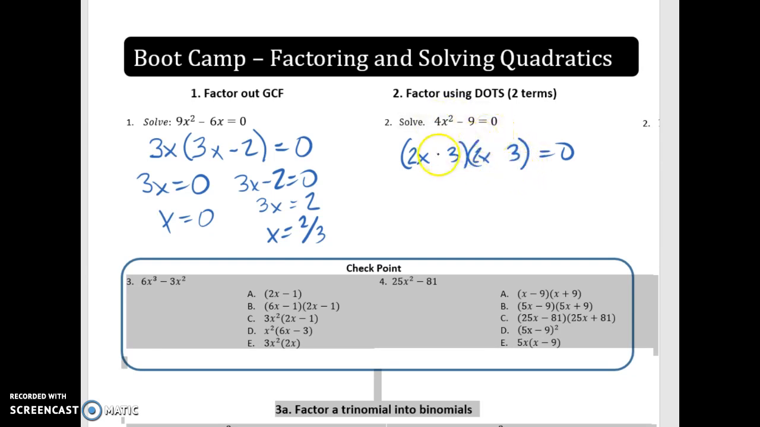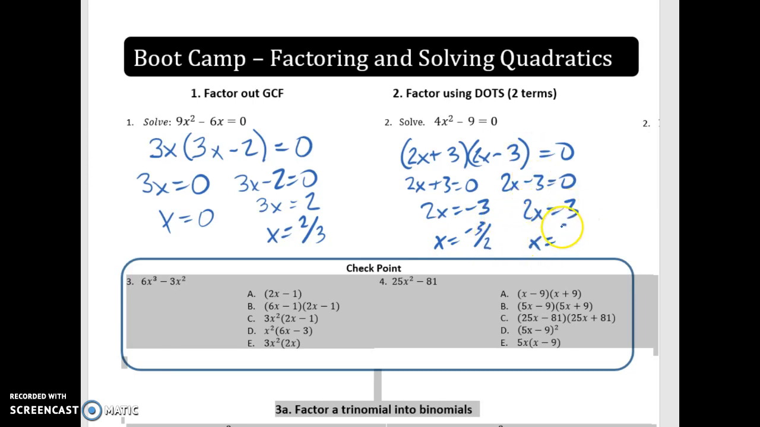In order for the outside and inside to cancel, one of these needs to be a positive and one needs to be a negative. And then you follow the same process of setting each factor equal to 0 to solve. So this would be 2x equals -3, and then x equals -3 over 2. And this one would be 2x equals 3, so x equals a positive 3 over 2. Okay, so you'll want to go ahead and do this checkpoint and have it ready to go for your quiz.